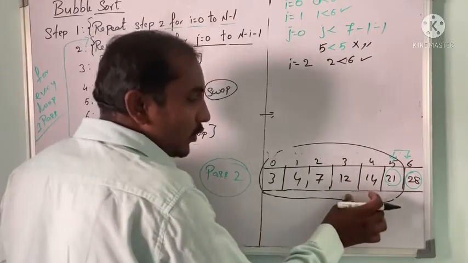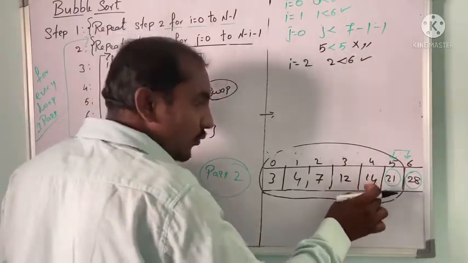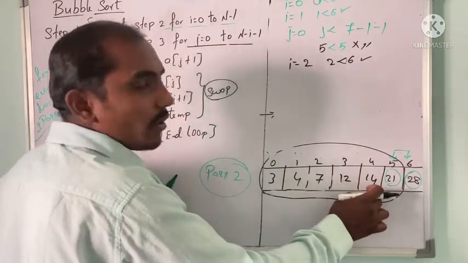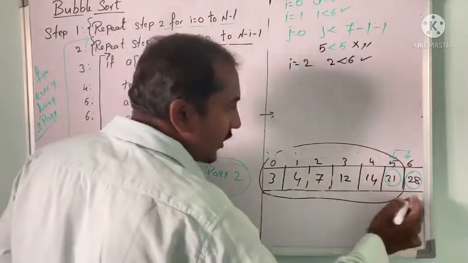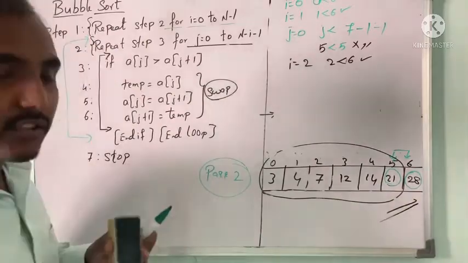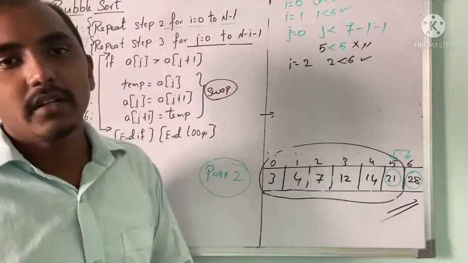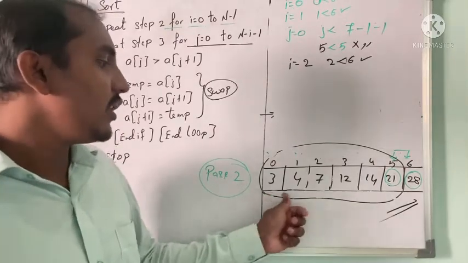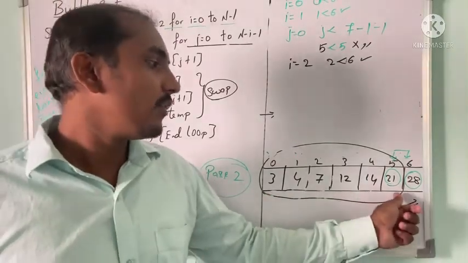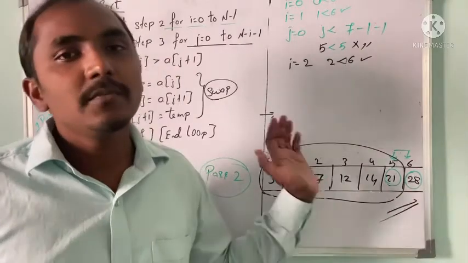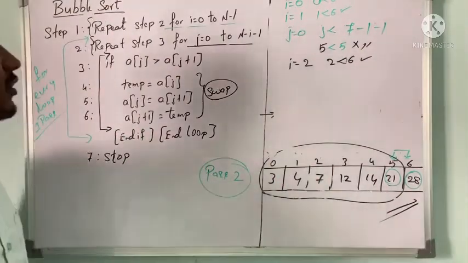And I'm going to compare 12 with 14. 12 is not greater than 14, so we are going to stop here. You can see the elements are already in ascending order. If it is not sorted, we are going to continue the same steps multiple times. Okay. So now if you observe, we have 3, 4, 7, 12, 14, 21 and 28, which is in ascending order. So this is about bubble sort.